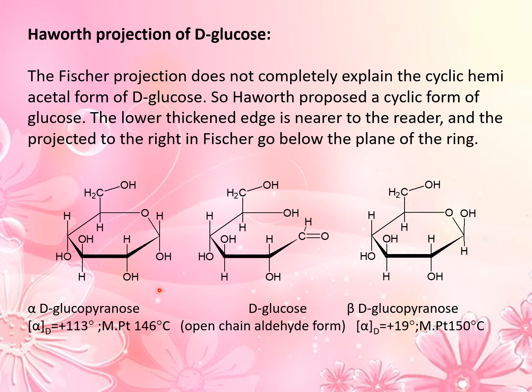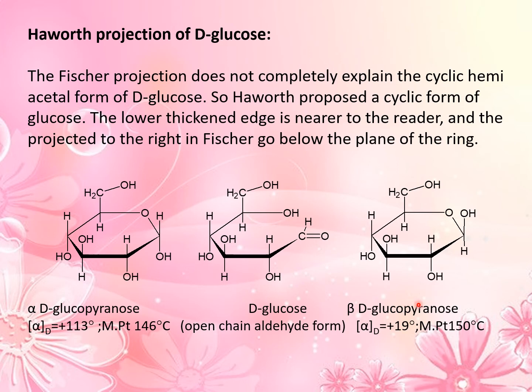Why is it called pyranose? Pyranose represents a six-membered ring: 1, 2, 3, 4, 5 and 6. So we use the word pyranose. Alpha D-glucose: this is C1. If H is pointed upward and OH downward, it is called alpha D-glucopyranose. The specific rotation is plus 113 and the melting point is 146, as we have seen earlier.